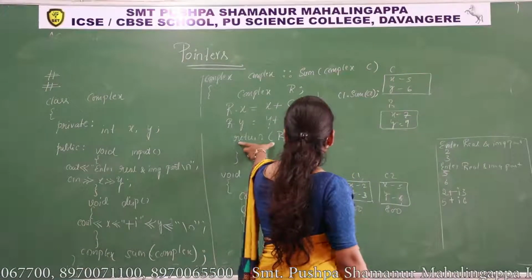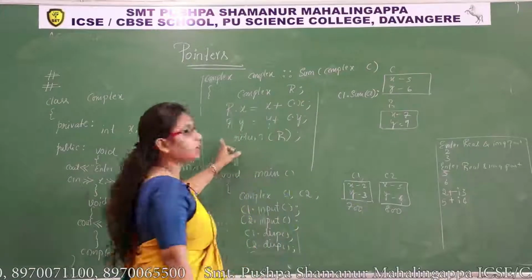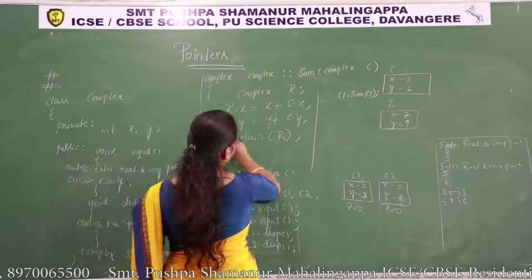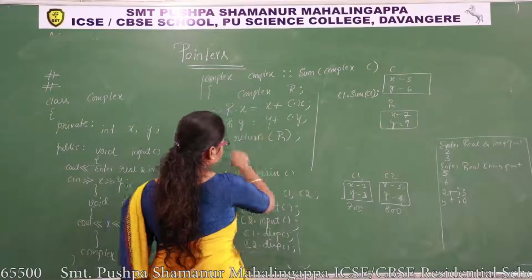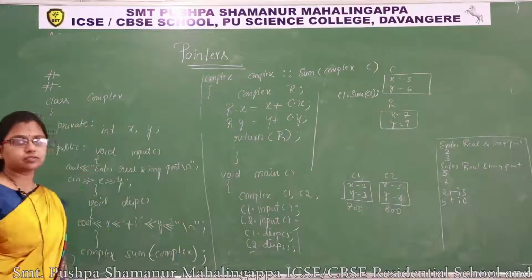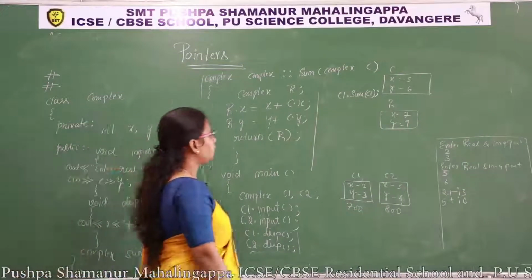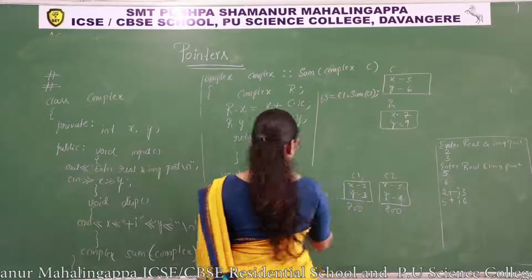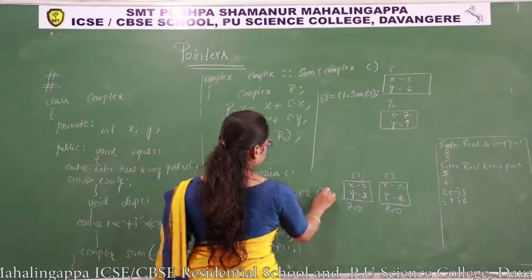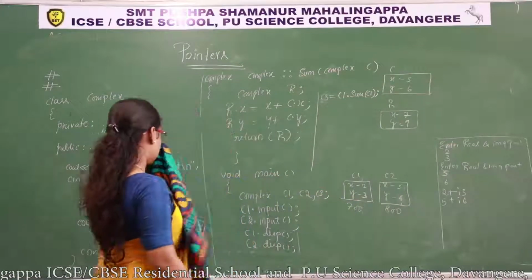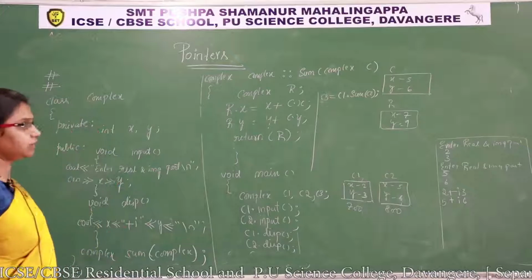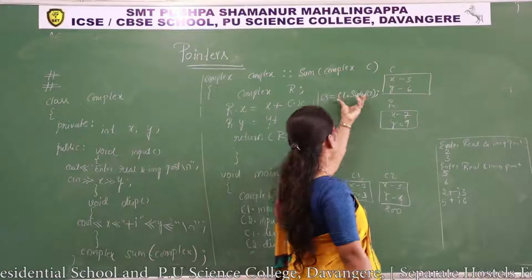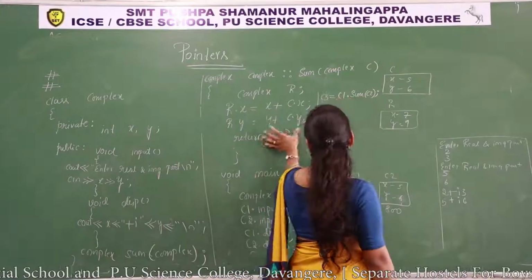After that, return R. So this value is returned to the calling statement. What type of value is going to be written here? Complex type, isn't it? In order to store a complex number, I have to declare one more object here, C3. Understood? C3 is equal to C1 dot sum of C2. So it takes the result from this function.